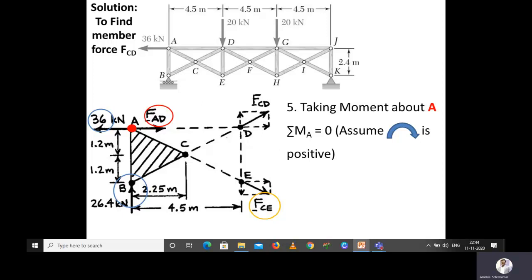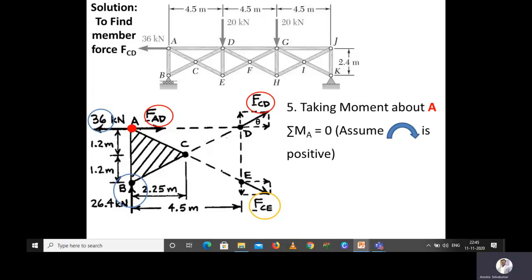Okay. So the only force which will create moment is FCD. In FCD also you have two components, one horizontal and another vertical. We will see them one by one. You have to calculate theta, and calculating theta is easy. Tan theta is equal to 2.4 divided by 4.5, so theta is equal to tan inverse of 2.4 divided by 4.5.